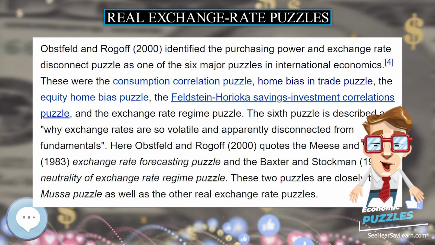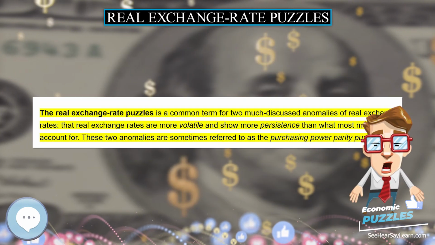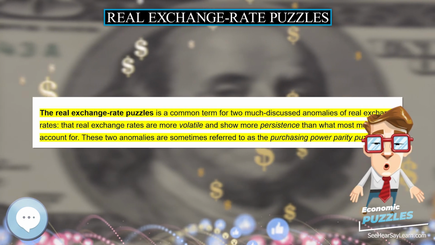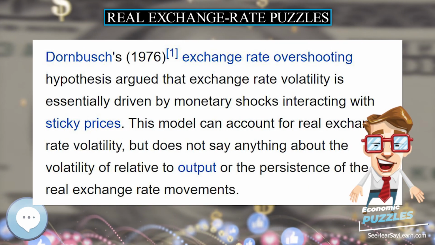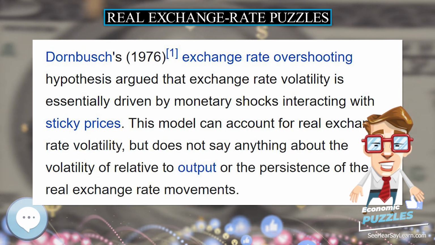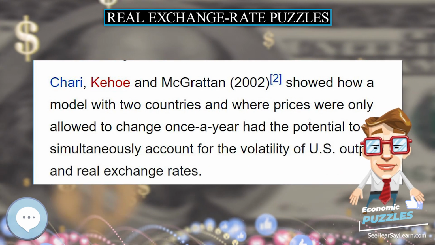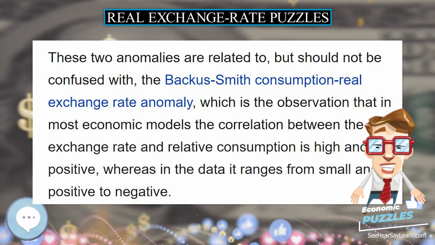Here Obstfeld and Rogoff, 2000, quote the Meese and Rogoff, 1983, exchange rate forecasting puzzle and the Baxter and Stockman, 1989, neutrality of exchange rate regime puzzle. These two puzzles are closely related to the Mussa puzzle as well as the other real exchange rate puzzles.